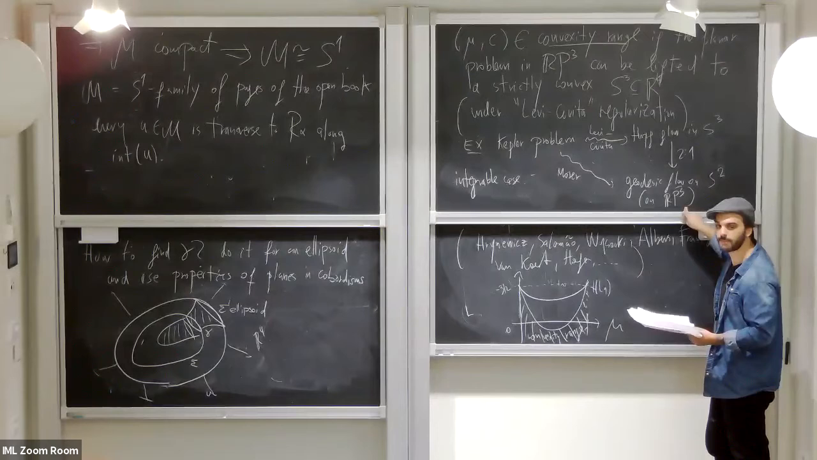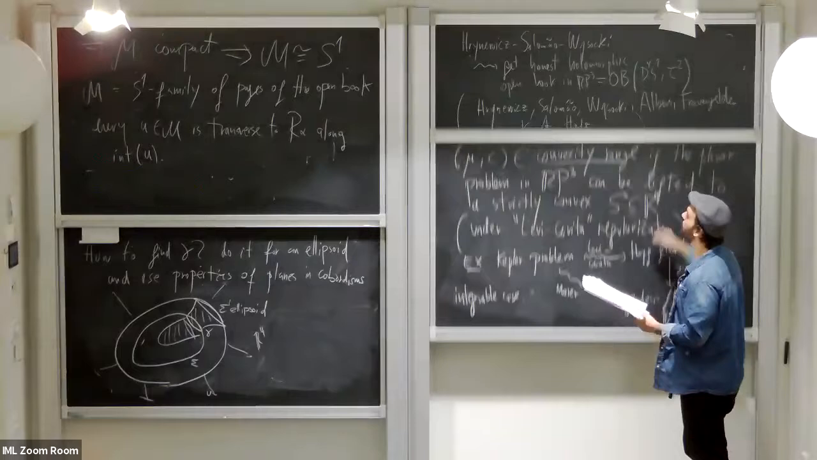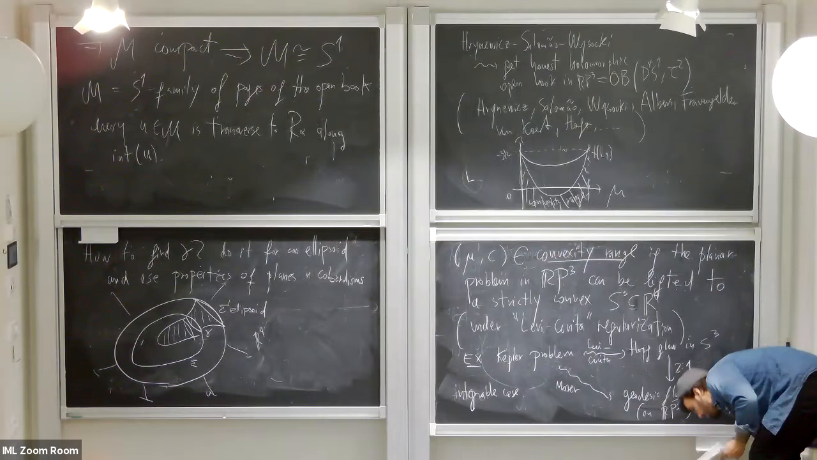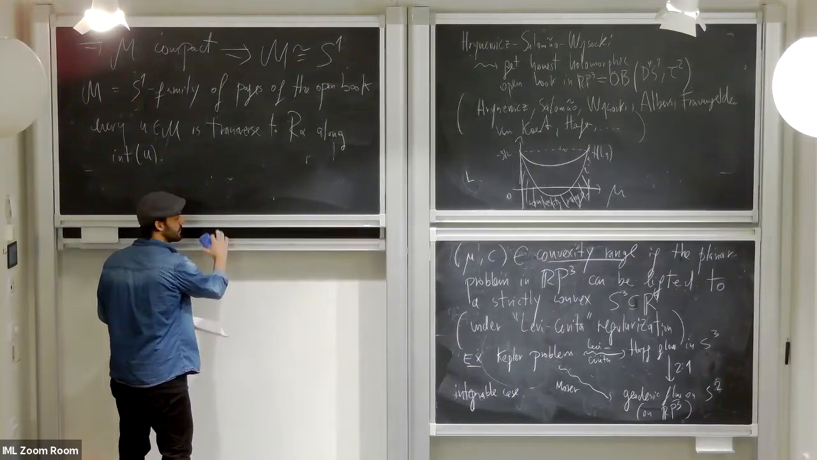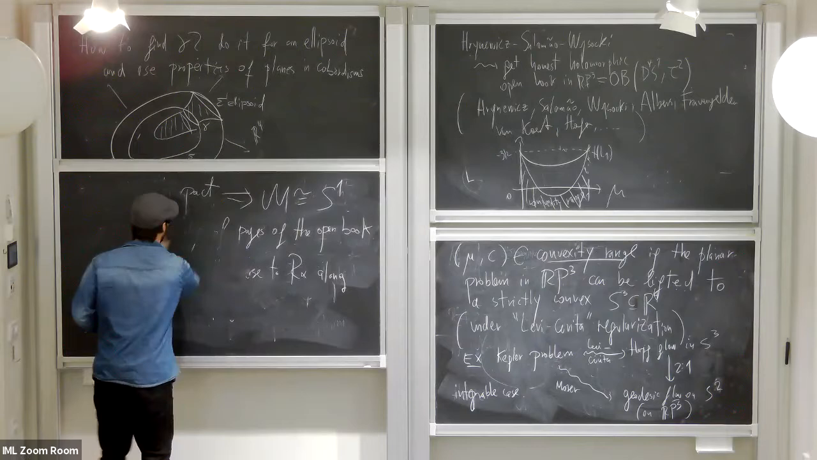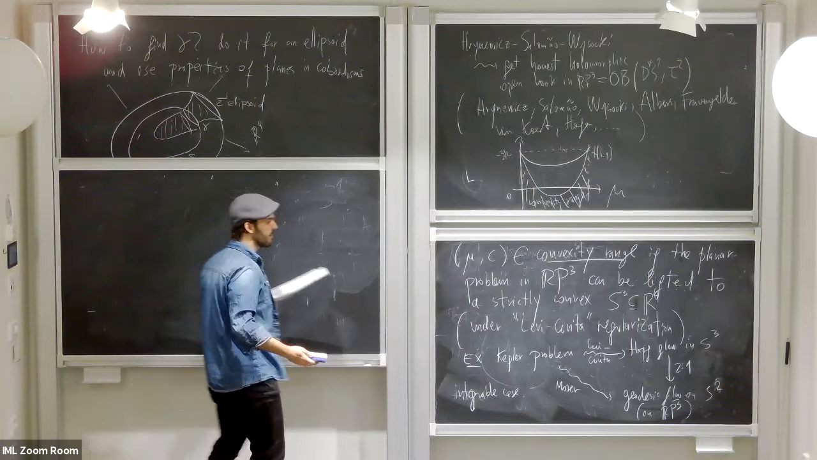Even if it's a 2-to-1 problem, you need to work a bit more to show that when you project it down, you still have one. There are enough symmetries in the problem that you can do it. Anyway, this is a rough sketch of how people have been trying to use holomorphic curve theory in the three-body problem, especially in the planar problem.